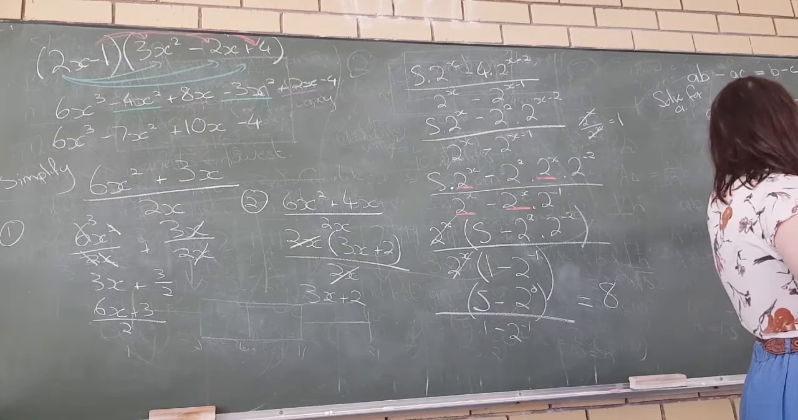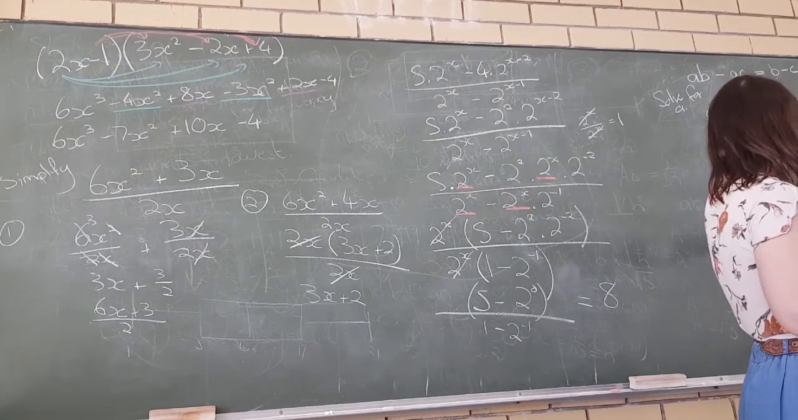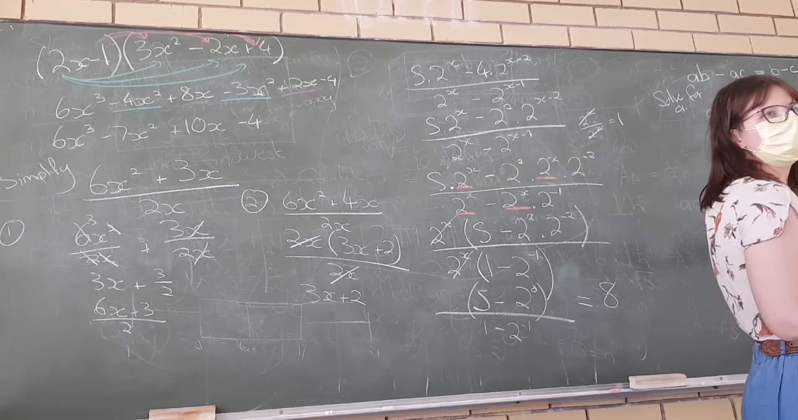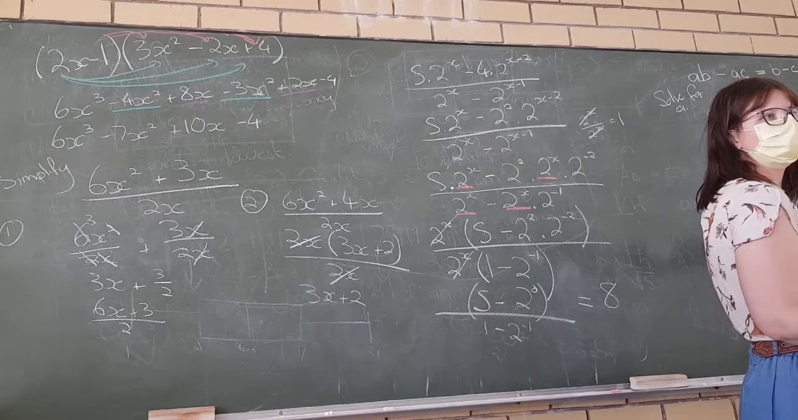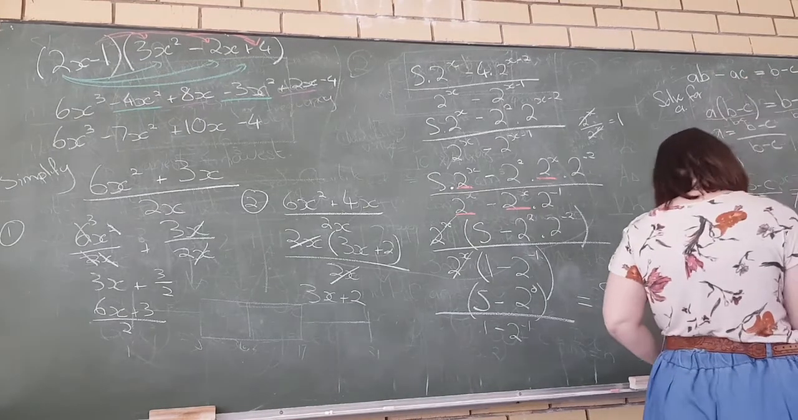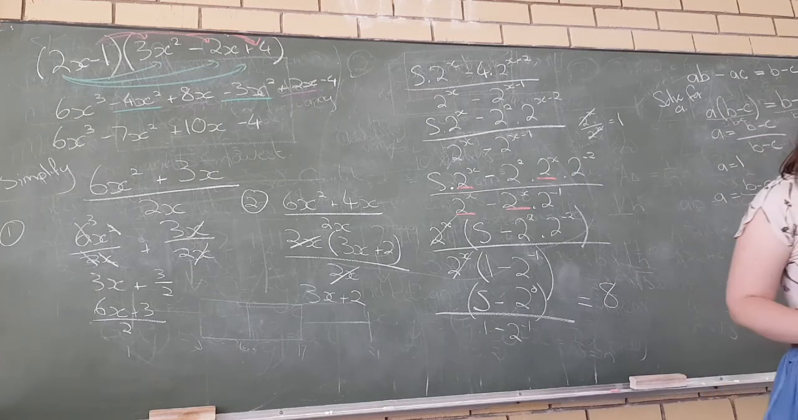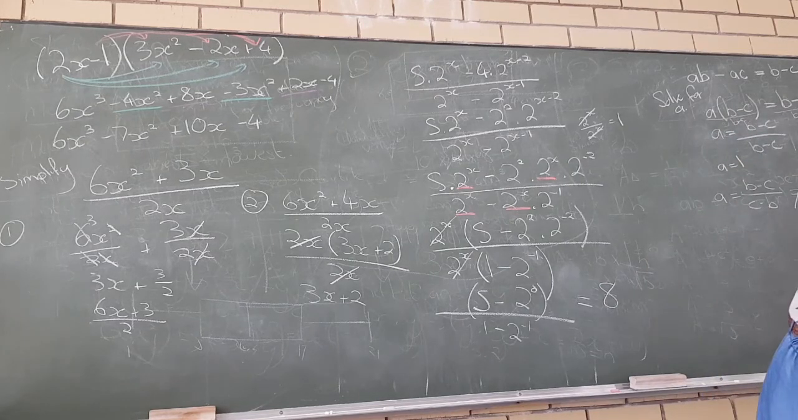Guys. B minus C over C minus B can't be simplified any further. This is as far as you can go. Okay. Next. Inequalities.